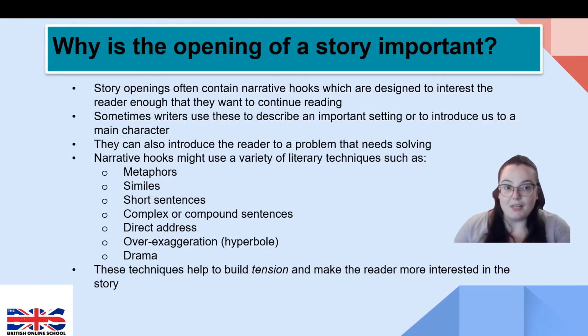So what we're going to be doing for the rest of this lesson is looking at the Percy Jackson extract, thinking about how Rick Riordan makes the opening really interesting. We're then going to be starting to think for next lesson about how we might make our story openings interesting. See you on the next slide.